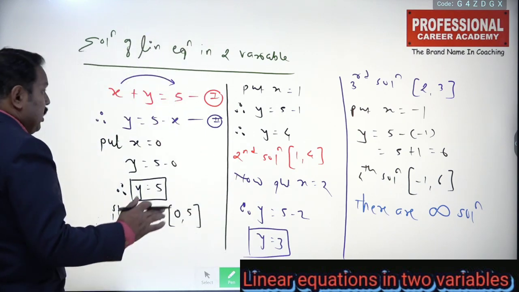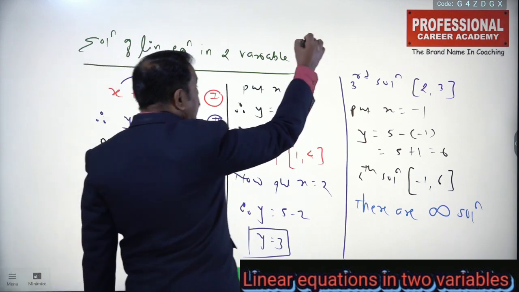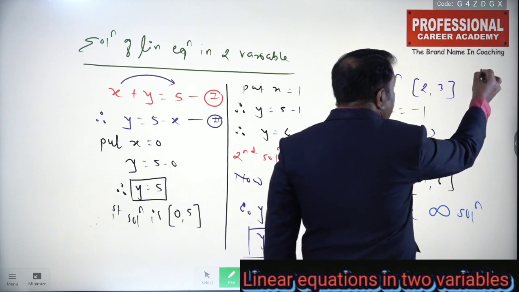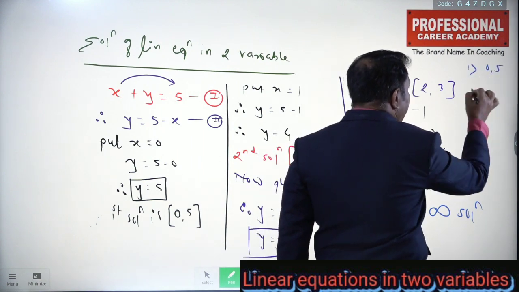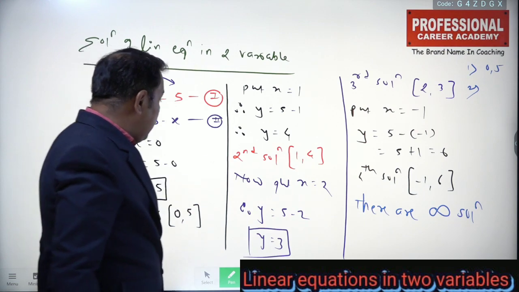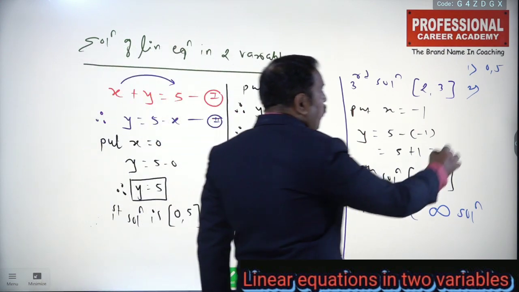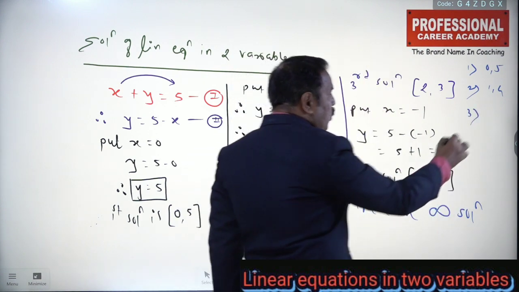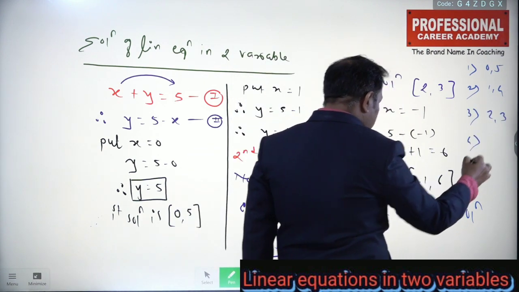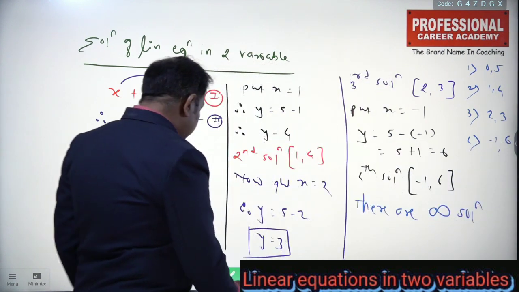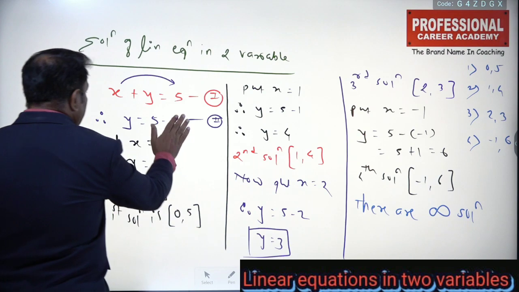So see here, look at this. What are our solutions? The first solution we have seen is 0, 5. What is the second solution? Second solution is 1, 4. Third solution 2, 3. And fourth solution minus 1, 6. Have you got it?